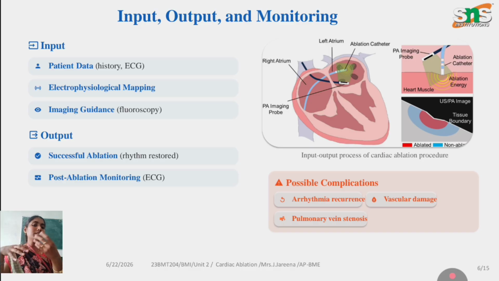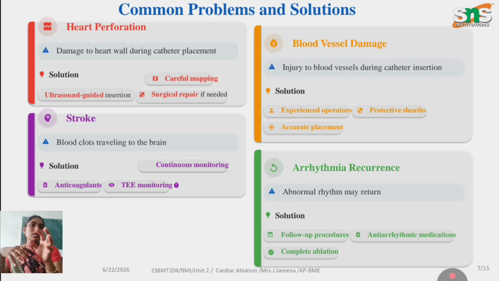But there is a chance of complications like arrhythmia recurrence, vascular damage, and pulmonary vein stenosis. So these are the common problems, and we also have a solution for them. That is heart perforation, blood vessel damage, arrhythmia recurrence, and stroke, and we have a respective solution for each of these.